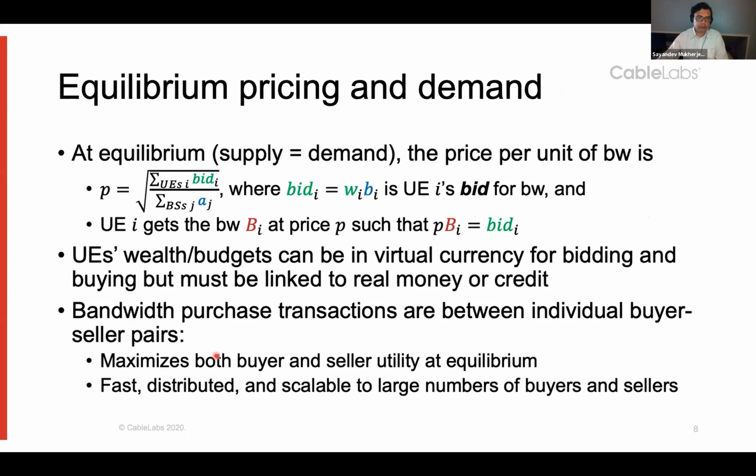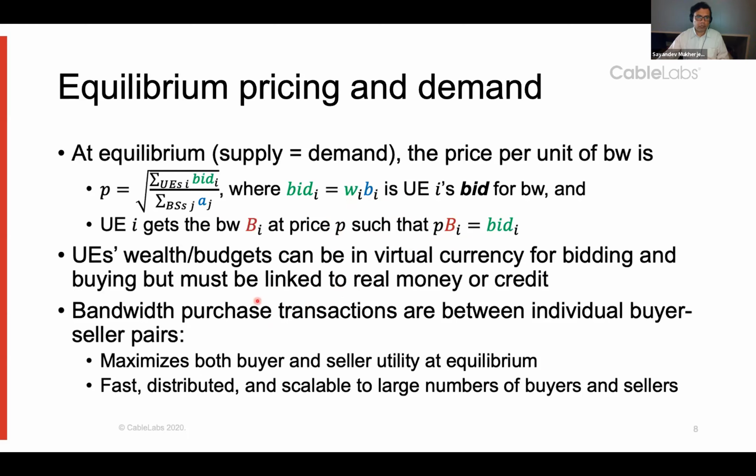So at equilibrium, supply will equal demand, and you can solve for what the price per unit of the commodity, being bandwidth in this case, is. And it's given by this expression here. Where what is the bid? The bid actually happens to be exactly that fraction of the wealth that the UE is prepared to spend in order to purchase bandwidth. Okay, the UE has a need for bandwidth that is determined by the parameter B. It has a budget of W, and it allocates that fraction B of its budget in order to purchase bandwidth at this price. And it purchases precisely as much bandwidth as it can at that price.